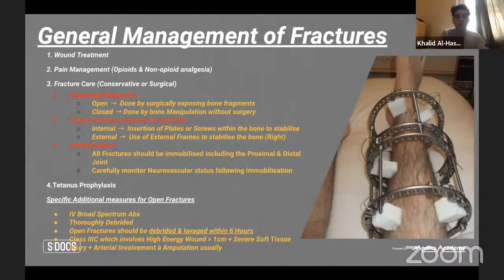Surgical fixation is either internal or external. External indicates the use of frames to stabilize the bone, as shown on the right, whereas internal means that we are using methods such as plates or screws within the bone to stabilize it. So this on the right is known as an Ilizarov frame.